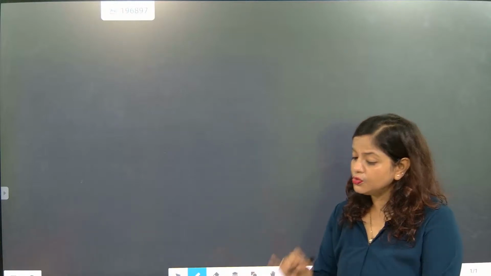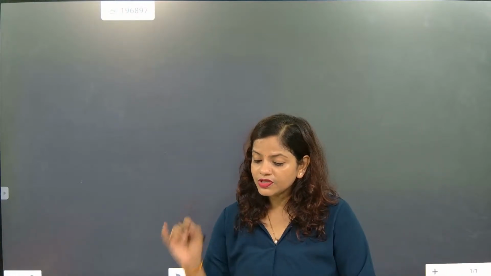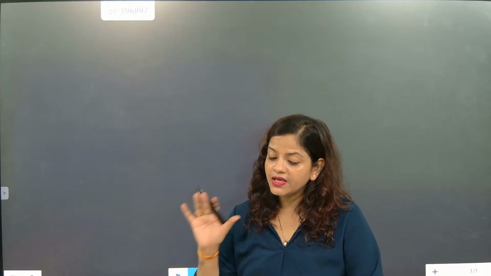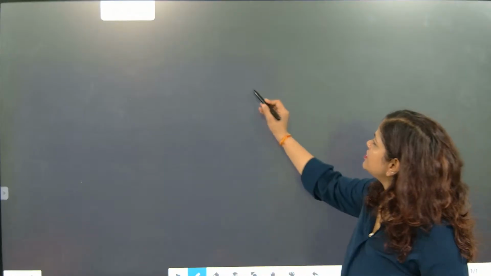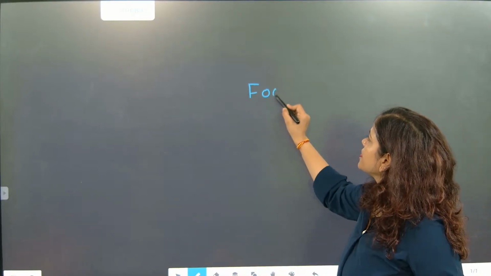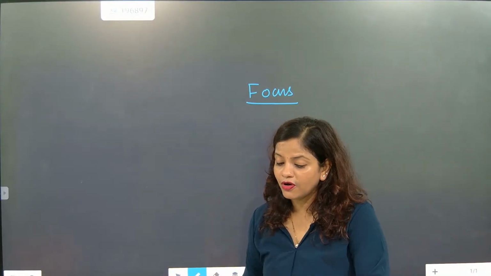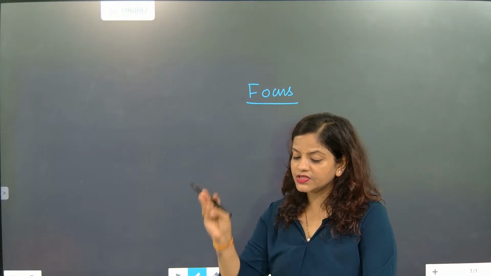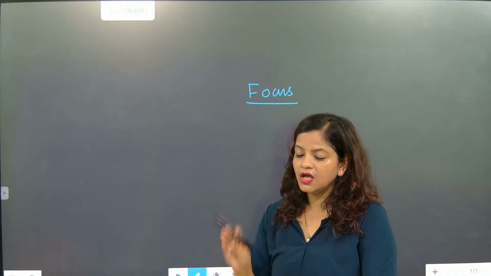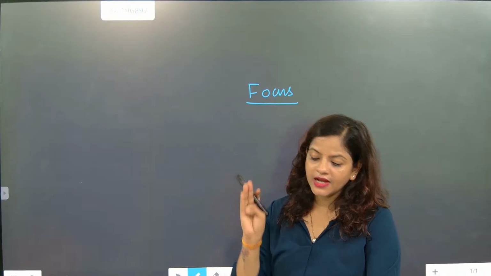What is eccentricity? What is directrix? What is axis? That you must know. Once you know these, it will become very easy for you. So first, what is the meaning of focus? Because focus is one of the major points for parabola, ellipse and hyperbola. Understood? Parabola, ellipse and hyperbola.